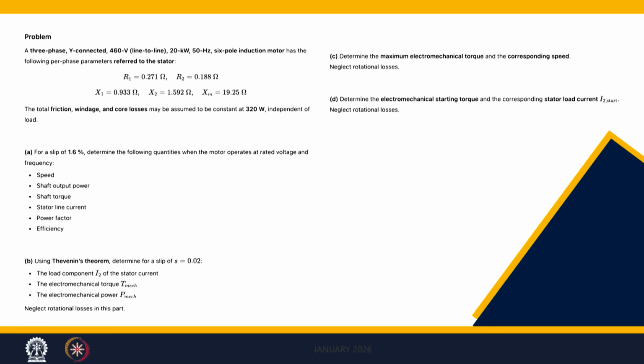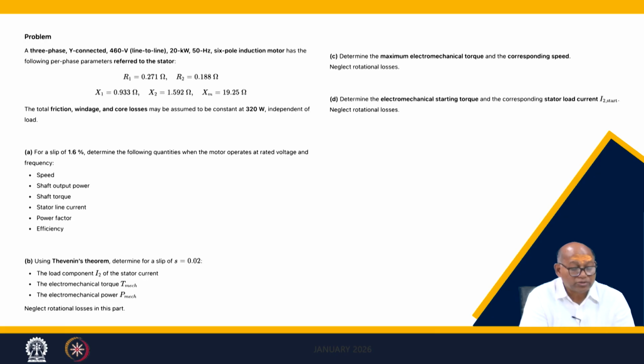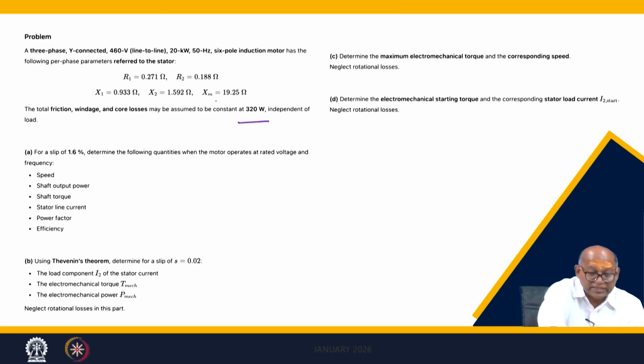Then the stator resistance R1 is given, R2 the rotor resistance is given with respect to stator. Always remember, everything is given with respect to stator. X1 is the leakage, X2 is the leakage, all with respect to stator. Friction, core loss, everything is taken to be constant at 320 watts. And magnetizing reactance is 29. You see how small it is. Had it been a transformer, it would have been 192. Because it is an induction motor, the magnetizing reactance is less.